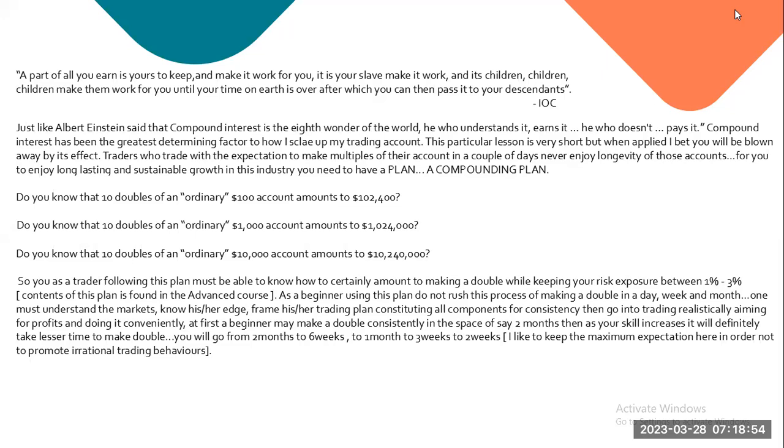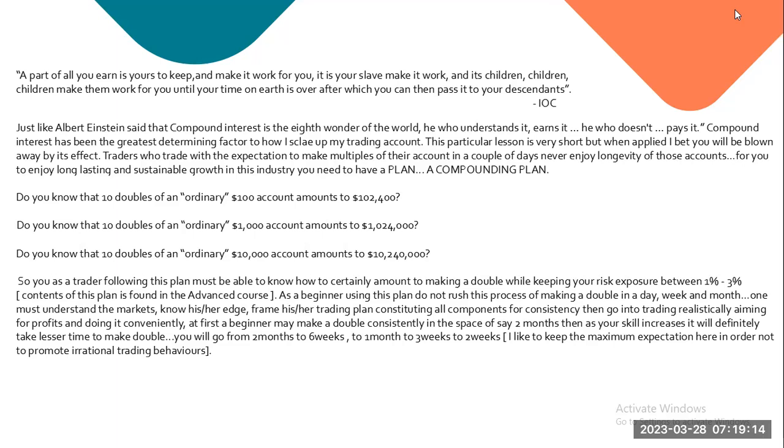So one must understand the market. You must know your edge. A deep understanding of the market is required to do this. And you must know your boundaries for operation.